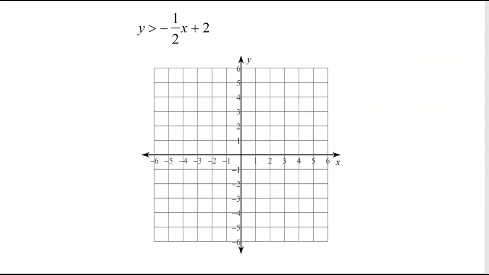Okay, let's try this one. There's the y-intercept. Minus 1/2, so down 1 over 2, down 1 over 2, down 1 over 2. But you see how this does not have a line under it. So this time, 1 over 2, up 1 over 2, up 1 over 2. Instead of making a straight line, I'm going to make a dashed line. That means that whatever's on this line is not part of the solution. Because whatever's on this line is not included, it wouldn't work.